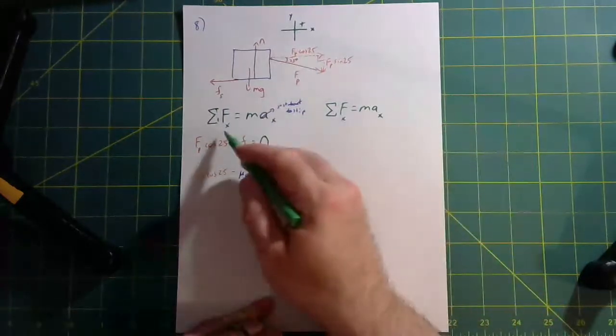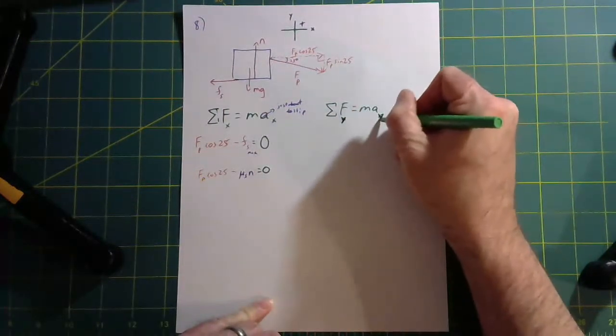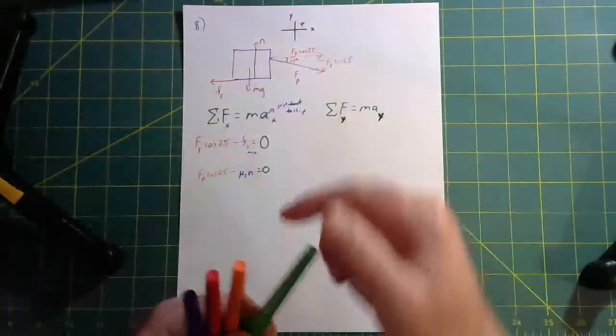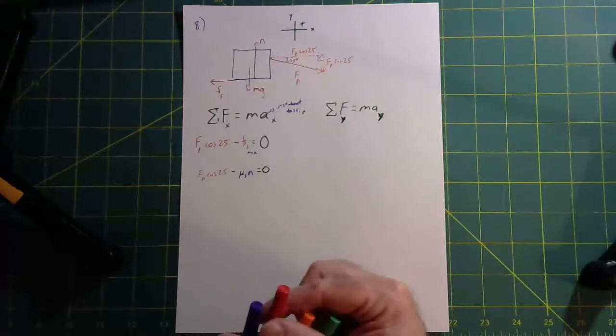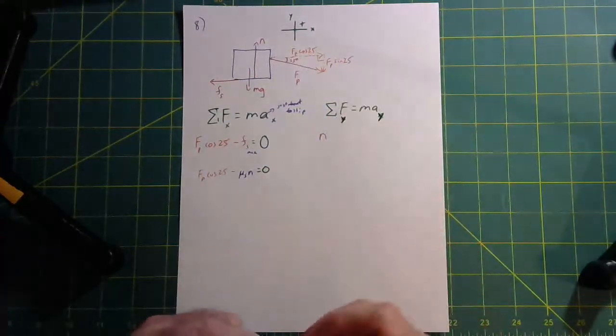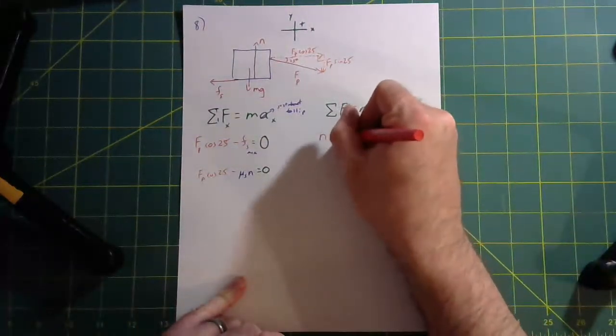I labeled this wrong. This is XX. This ought to say YY. Sorry about that. This is the vertical axis over here. I don't know what I was thinking. Alrighty, so up and down force, we do forces up minus down. So you'll say forces up, that's just that normal force that we need to find to help us out here. Forces down, so it's going to be minus mg.